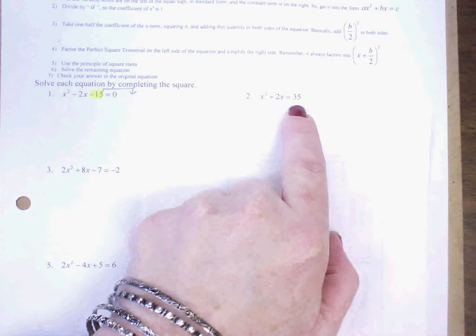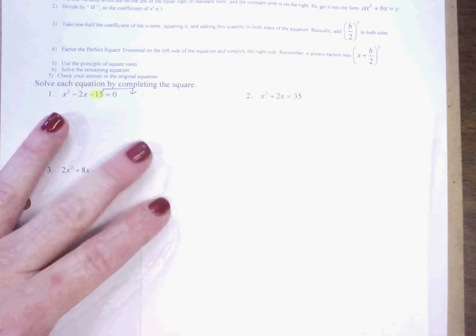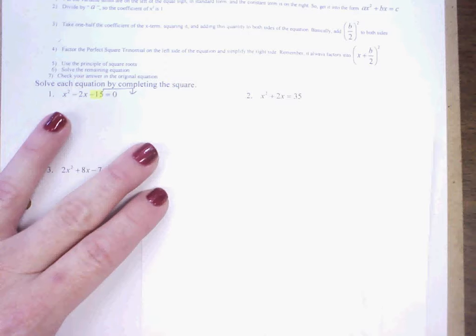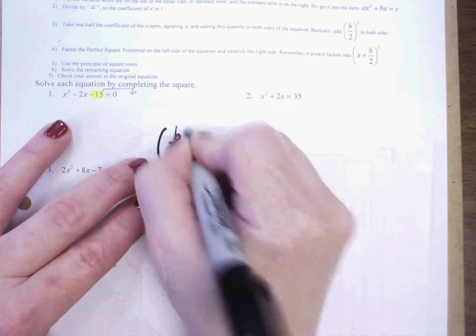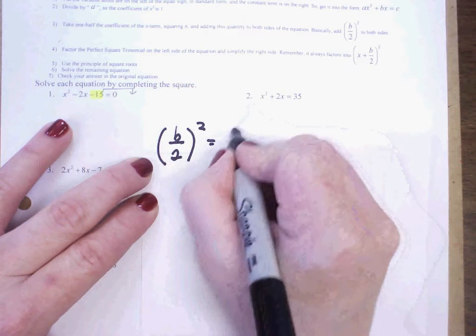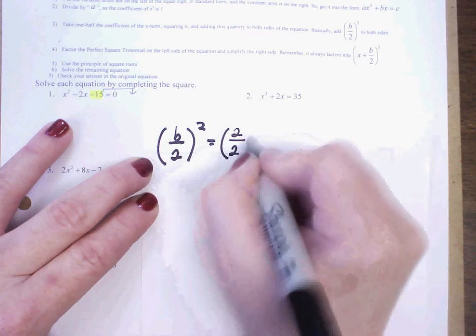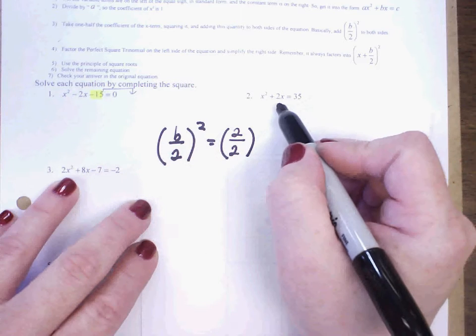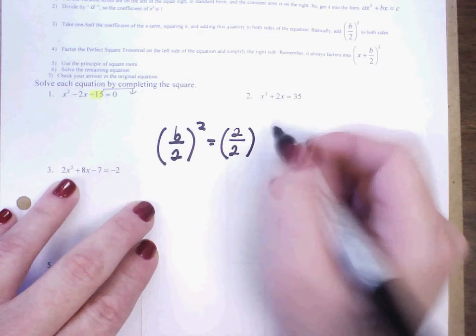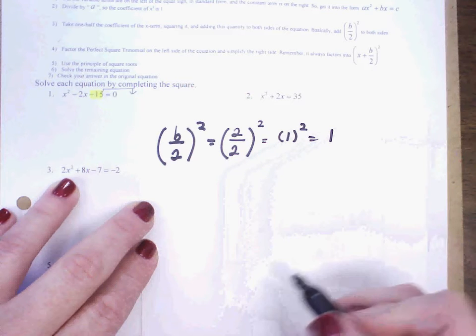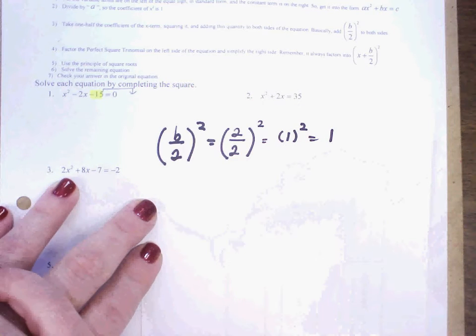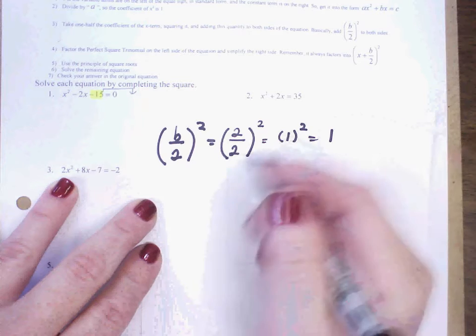All right, this one, we're good. It's already on the other side, right? So I just got to find the constant that I'm going to have to add to both sides, right? So to find the constant is b divided by 2 squared. What's b? 2. I'm doing number 2, not number 3. 2 divided by 2 is 1, and 1 squared is 1. So that's your c. That's the number that you're going to add to both sides.